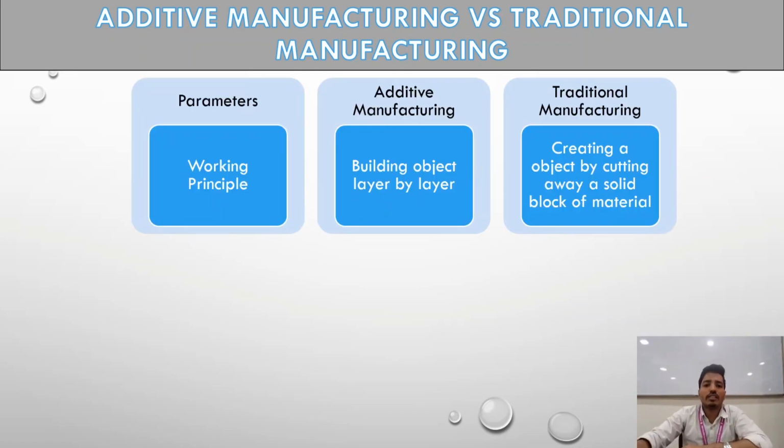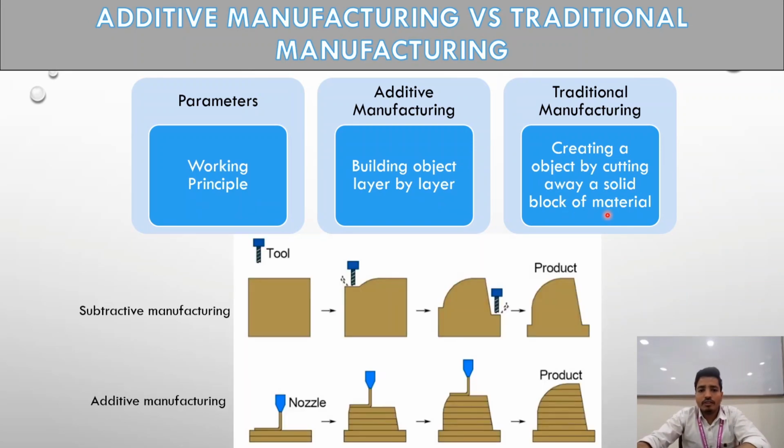So the first parameter is the working principle. In additive manufacturing, you are building the object layer by layer. And in traditional manufacturing, you are creating the object by cutting away from a solid block of material. So this is the diagram. This is subtractive manufacturing. You have a tool and you are cutting down the object and giving it the shape. And this is the final product.